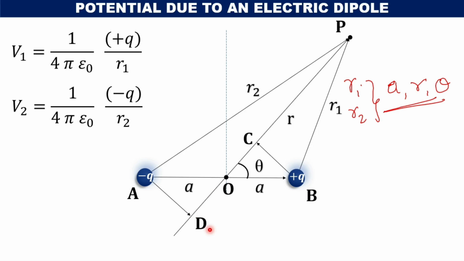It will intersect the R at point D. Obviously, here there are two right angle triangles that have been formed.